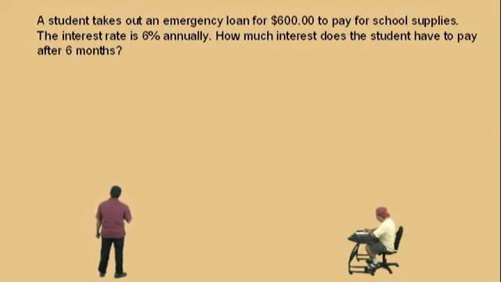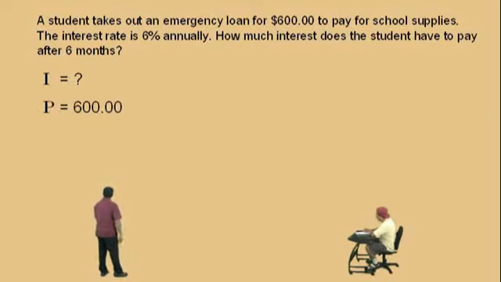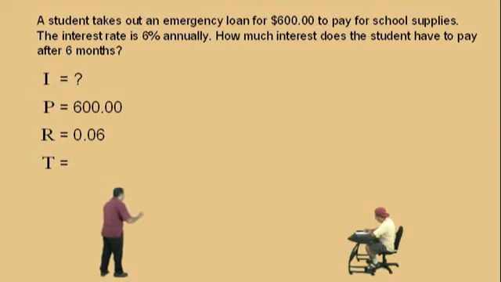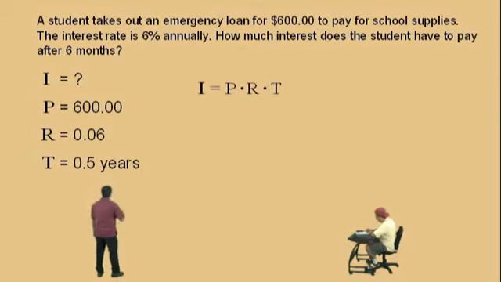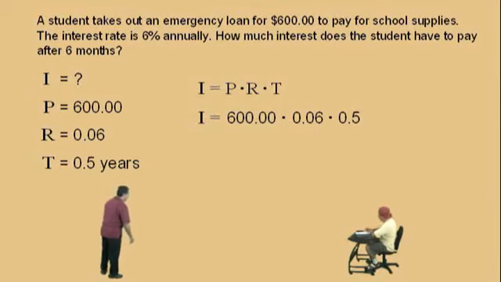Now, our interest is what we're going to calculate, right? How much interest does a student have to pay? The principal is 600, the rate as a decimal is 0.06, and the time in years, Charlie, 6 months is how much of a year? Half. That's right, so 0.5 years. And now we use our formula, I equals PRT. Our principal is 600. Our rate as a decimal, 0.06. And our time is 0.5 for a half.